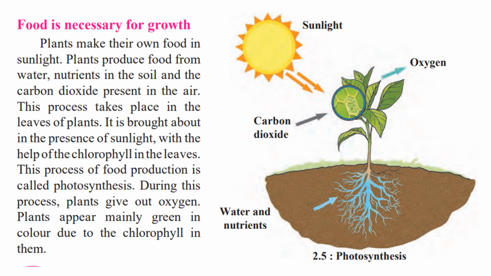Now, food is necessary for growth. We require food to grow. In order to grow, food is very essential. Plants make their own food in the presence of sunlight. So, sunlight is very essential for the plants to produce their own food. Now, how do they do that? They take all the nutrients and water from the soil, and they take carbon dioxide from the air. And with the help of sunlight, they are able to produce the food.